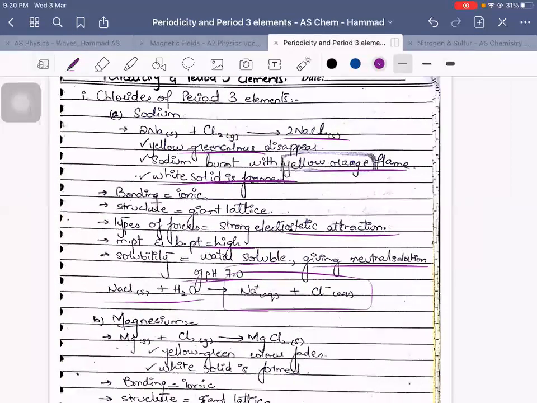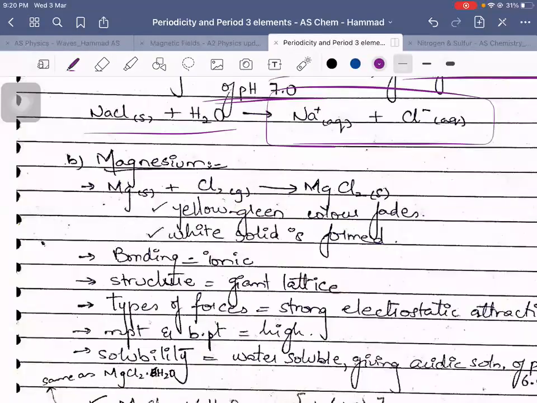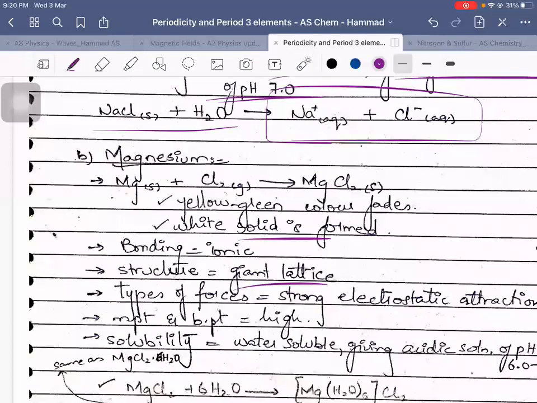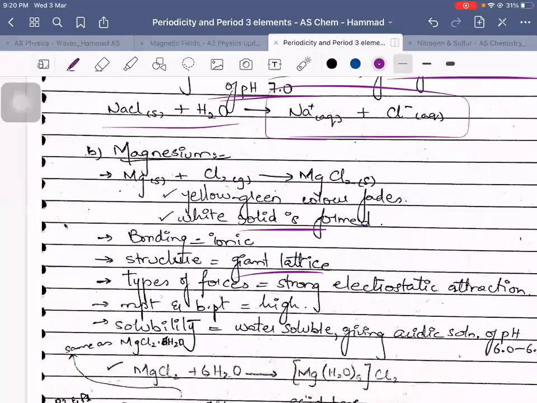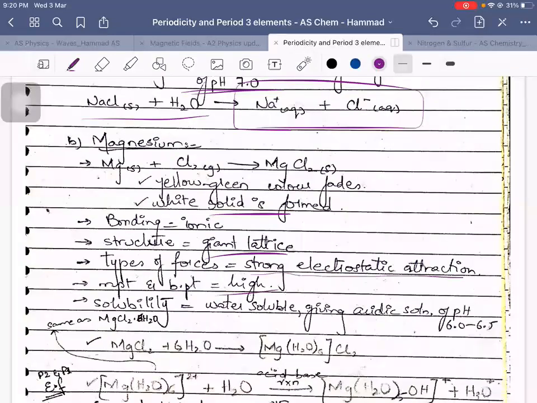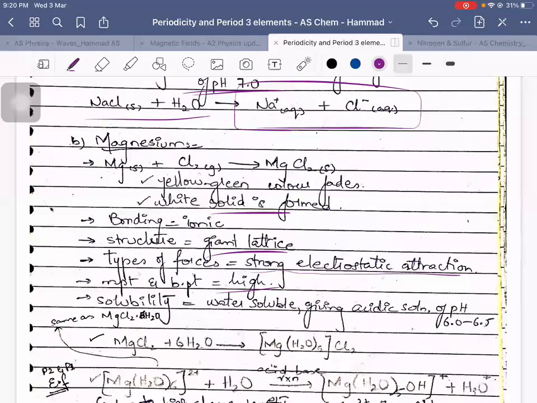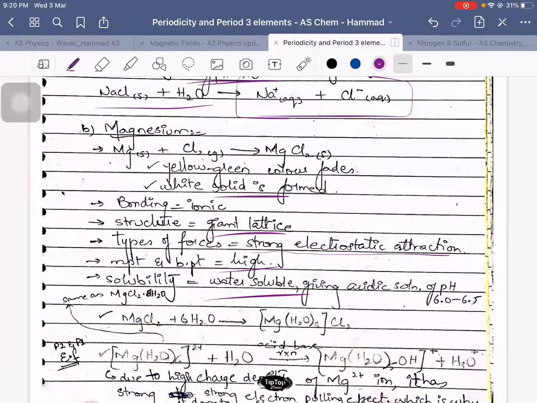Magnesium reacts with chlorine, right? And the yellow-green color fades away. Again, a white solid is formed. The bonding is ionic, structure is giant lattice. Types of forces, strong electrostatic forces, melting point, boiling point are high. Solubility, water soluble, giving an acidic solution.